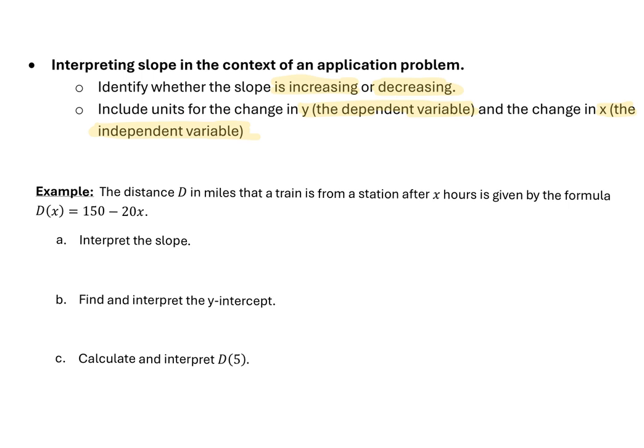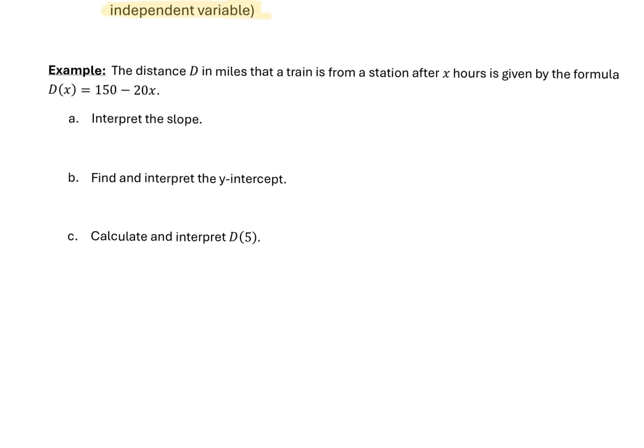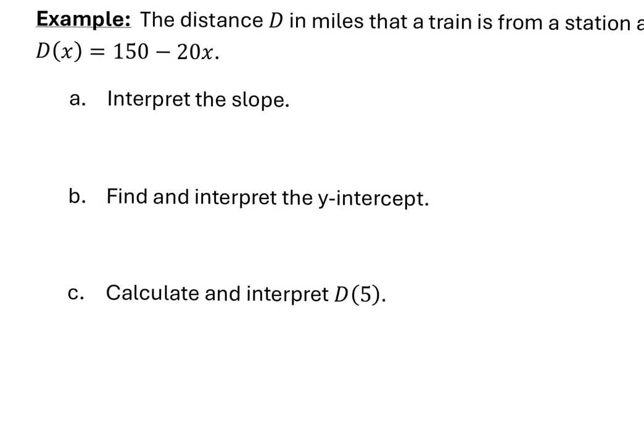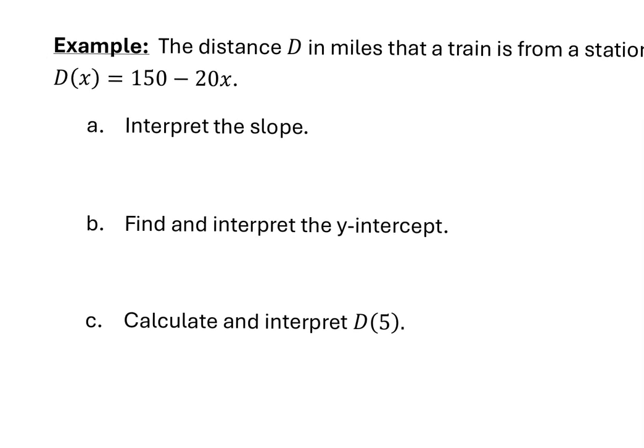All right, so let's go ahead and see what we can do here. The distance d in miles that a train is from a station after x hours is given by the formula d of x equals 150 minus 20x. So the first thing we want to know is, what is our slope? Remember that the slope is the number with the x, and what we have here is negative 20. That's our slope.